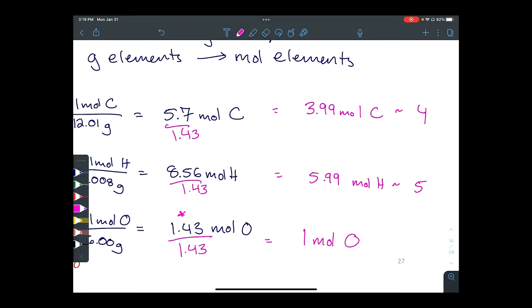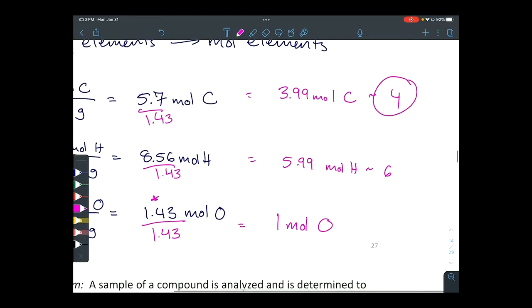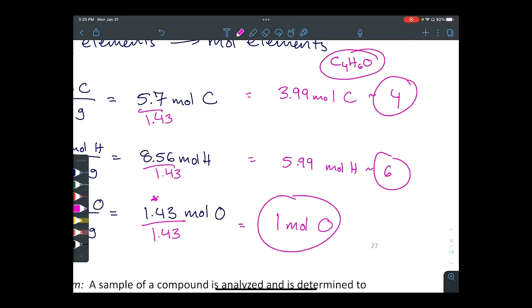No, what did I do? 4 and 6. And so now these numbers, this mole ratio, is something that I can actually express as an empirical formula. All right, so this would be something like C4H6O. That would be my empirical formula.